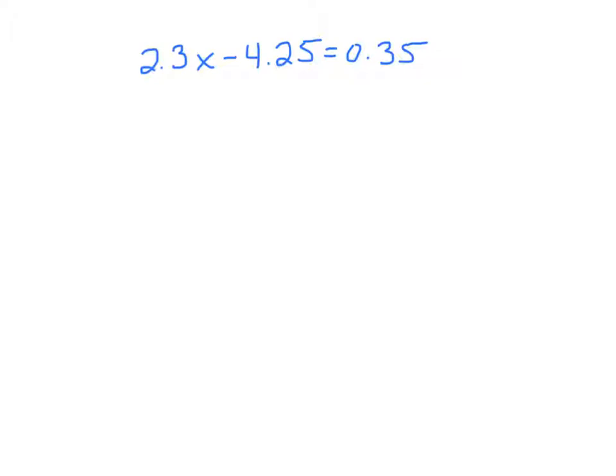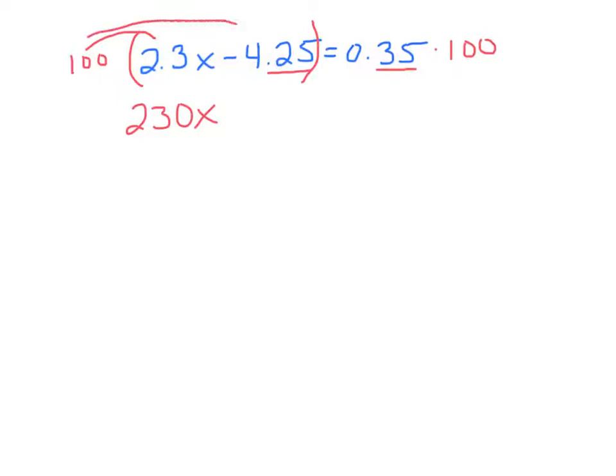Since this particular decimal goes out to the hundredths place and this one also goes out to the hundredths place, if I wanted to, I could multiply both sides by 100. If I multiply both sides by 100 and then use the distributive property, 100 times 2.3 is 230, giving me my x, then 100 times 4.25 gives me minus 425. And then I multiply the 100 times the 0.35 and I get equals 35.